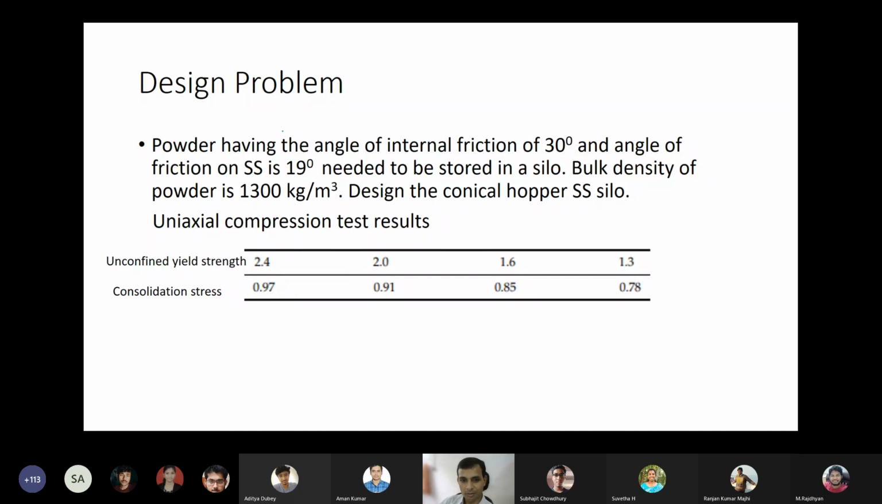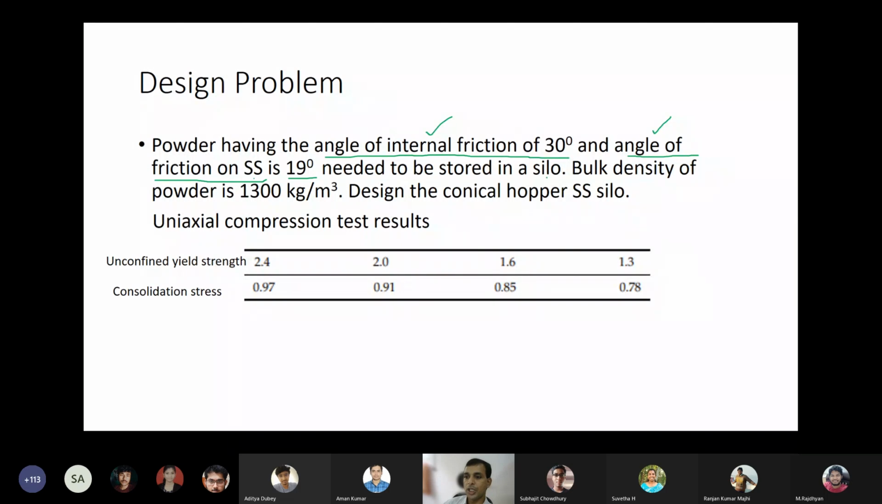Right. So let me read the question. The powder has an angle of internal friction of 30 degrees, and an angle of wall friction, the angle of friction on SS, is 19 degrees. SS refers to stainless steel. First characteristic is angle of internal friction of 30 degrees. Why do I say angle of wall friction? Because it is the angle of friction on SS, the stainless steel, which is the material of construction for this hopper.